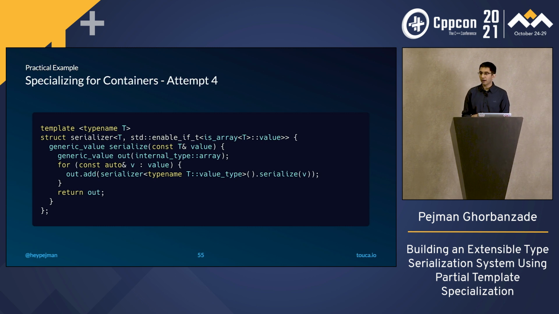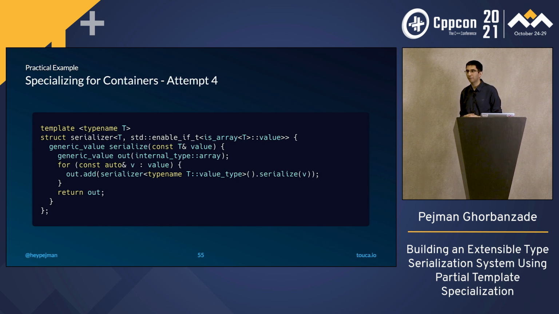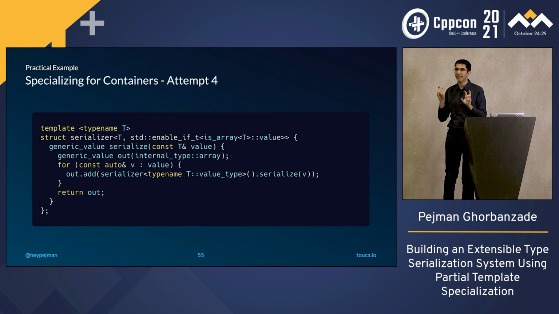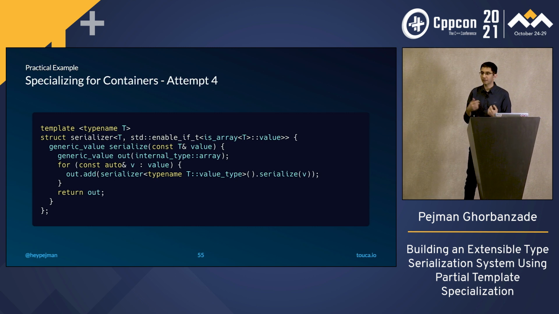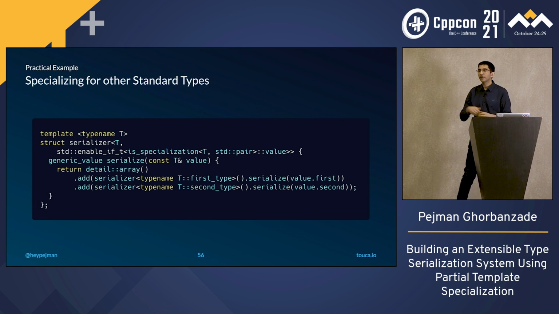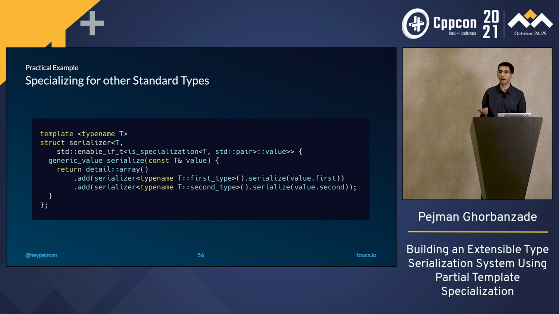Here is basically the way that we can now write some partial template specialization for our container-like types. We would loop over them and then basically call serializer again for each element of our container. Now, we can go on and on. Here is some specialization for a pair, because if you pass a map, then we end up with pair as elements. So we need to know how to specialize them.